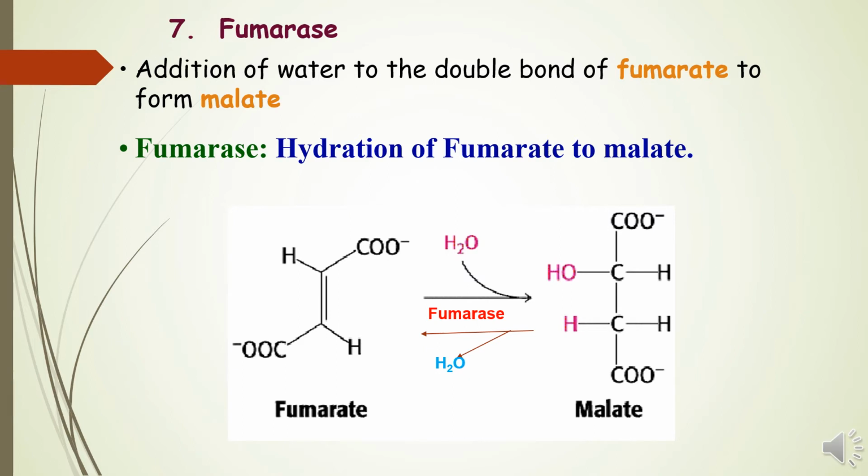Step 7 of the citric acid cycle, where we have fumarate. During this step, fumarate is hydrated to form malate with the enzyme fumarase. This is a reversible reaction where malate can be reversibly dehydrated to fumarate.